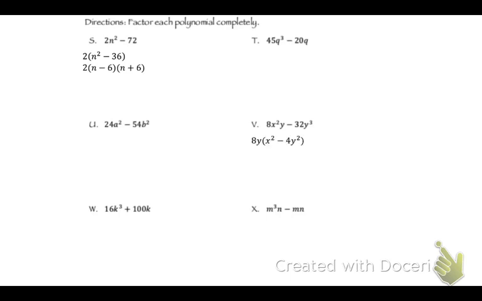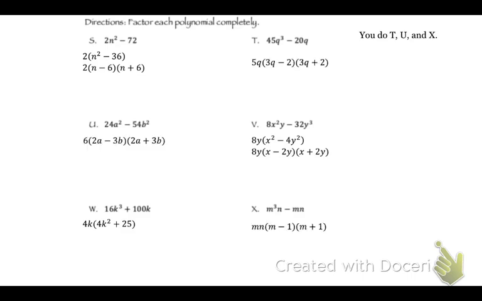If we do v, we can factor out the 8y, and you're left with x squared minus 4y squared. Those are perfect squares again, so the square root of x squared is x. The square root of 4y squared is 2y, so that's going to be 8y, x minus 2y, x plus 2y. On w, we can factor out a 4k, and you're left with k squared plus 25. And that's it. We can't go any further because that's a plus sign. And you guys can do those ones right there. Those are the answers you should get.